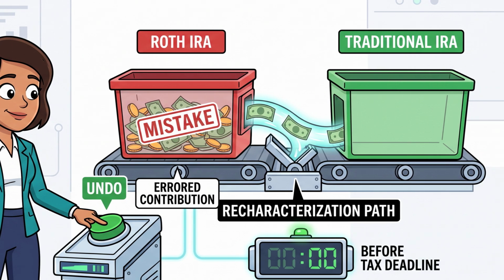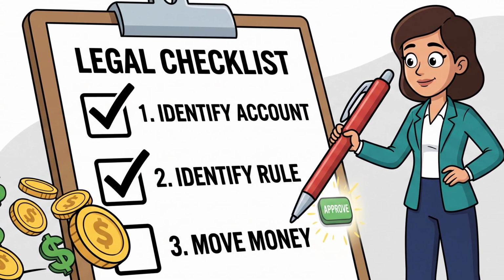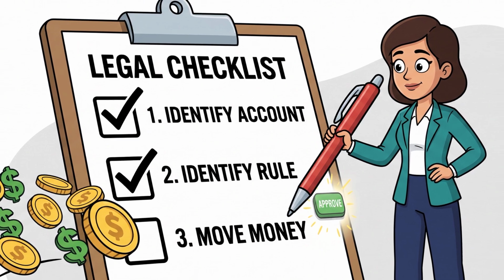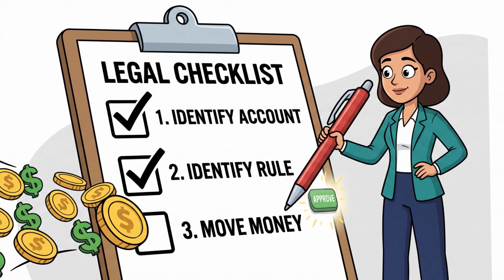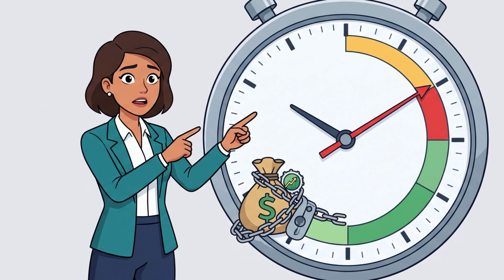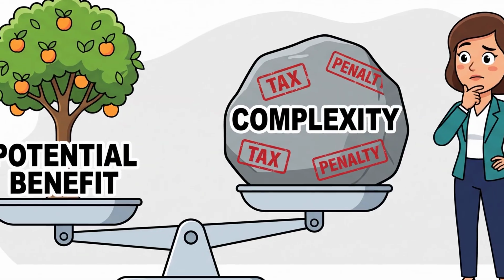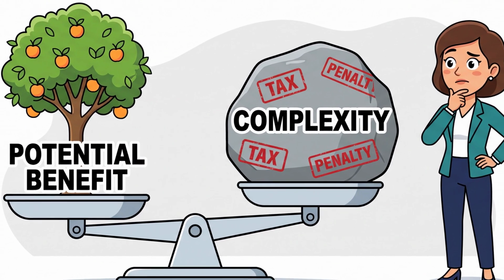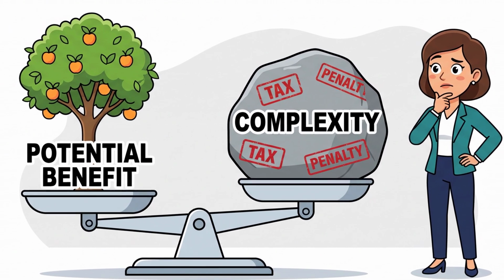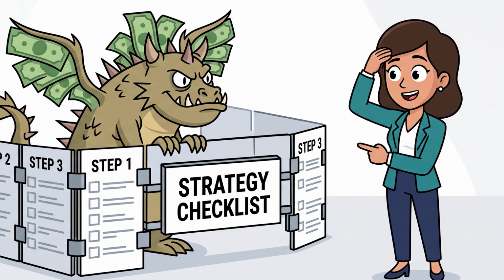The cleanest way to approach the undo button, how to reverse a Roth IRA mistake, legally is to build a checklist before money moves. Identify the account involved. Identify the rule being used. Identify the tax form that may be created. Identify the deadline or holding period. Identify who is allowed to benefit. Identify what would make the transaction taxable or penalized. Then decide whether the potential benefit is large enough to justify the complexity.